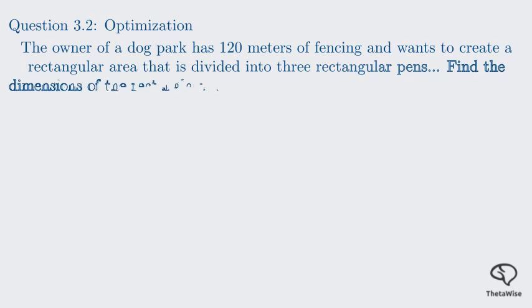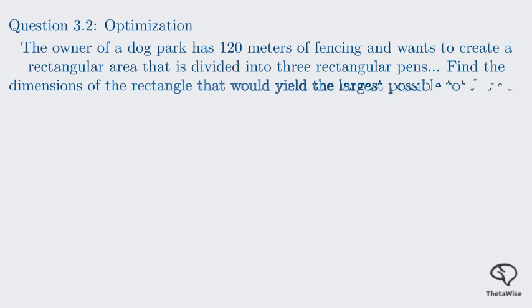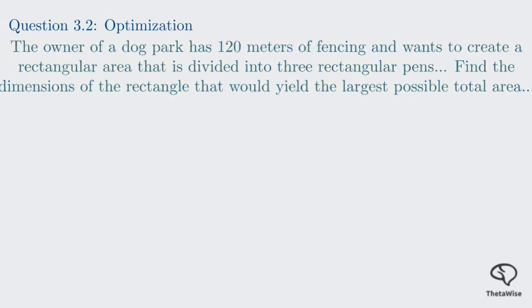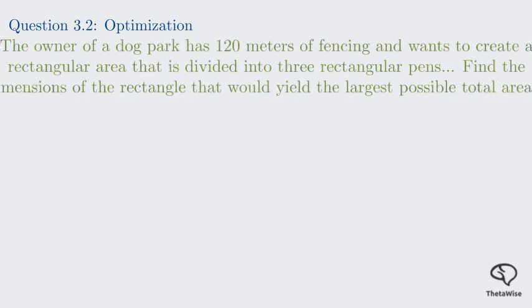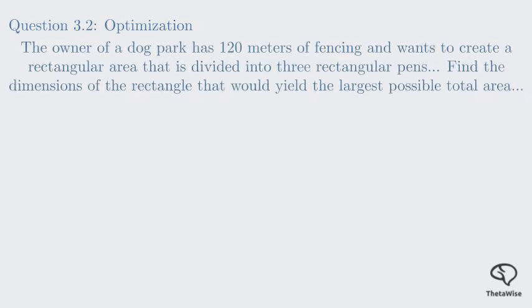Our task is to find the dimensions of the overall rectangle that will give the largest possible total area for the dogs. This means we need to find the maximum possible area, and to do that, we'll use derivatives, just like we did to find the turning points. The process is to first understand the problem, which we can do by drawing a diagram.